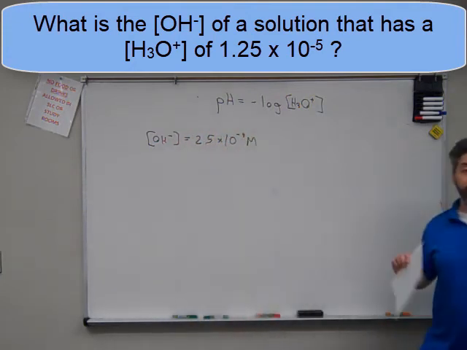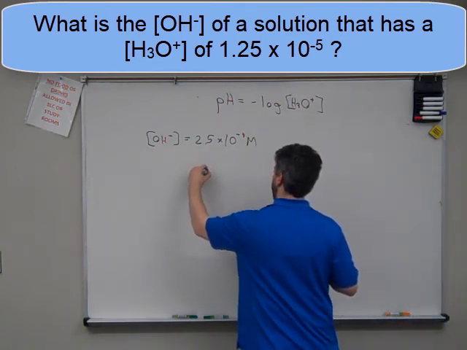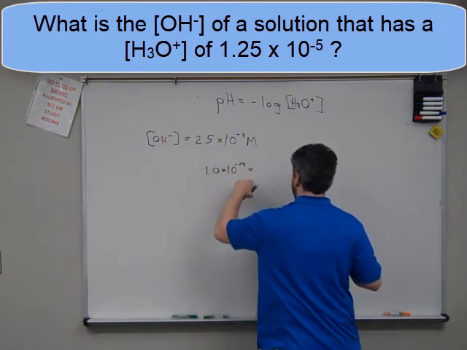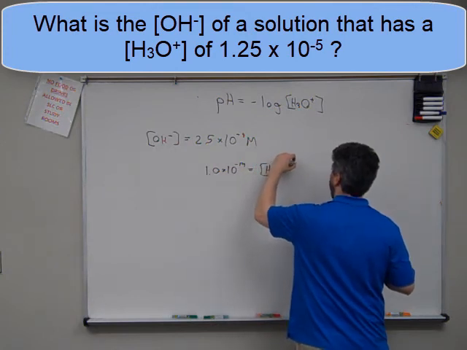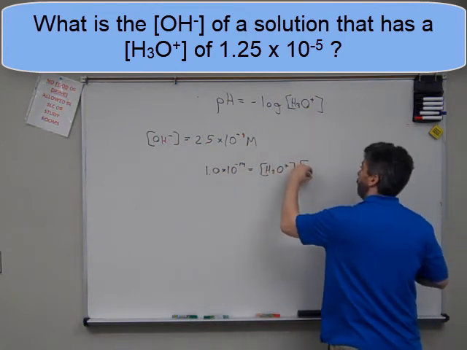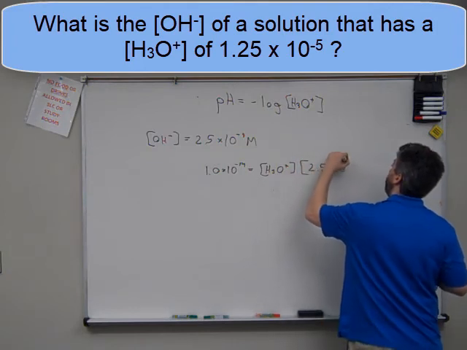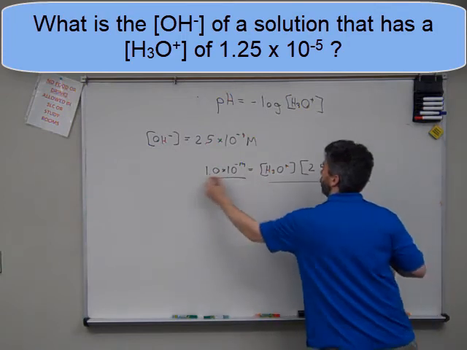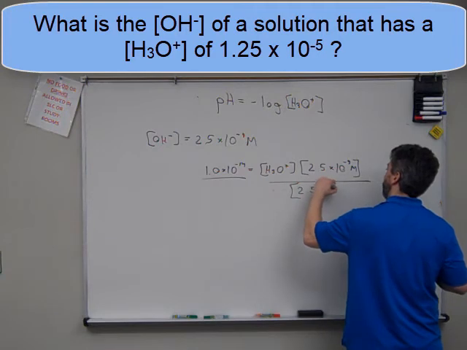So the first thing I'm going to do is use that Kw formula from before to solve for H3O plus. I'll plug in my OH minus concentration as 2.5 times 10 to the negative 9. I then divide both sides by 2.5 times 10 to the negative 9.